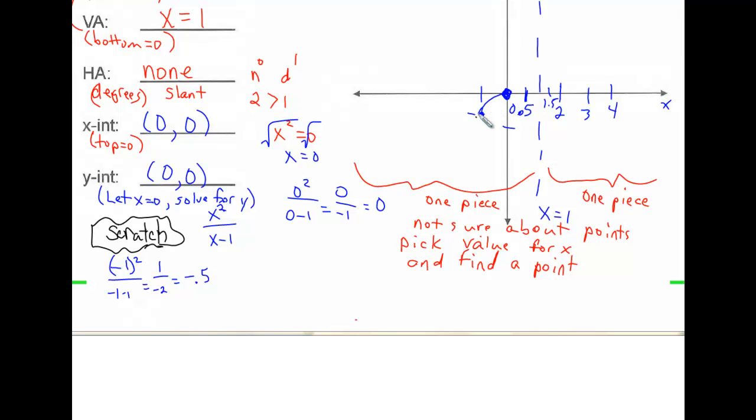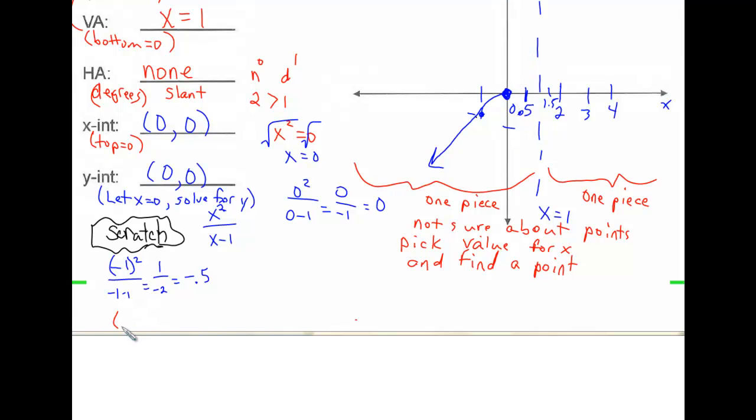So I know this graph is making this movement. On the right-hand side, this graph can either go up towards the vertical asymptote or it can go down towards the vertical asymptote. So I need to plug in some points to figure out which direction it's going to head. So I'm going to plug in 0.5.